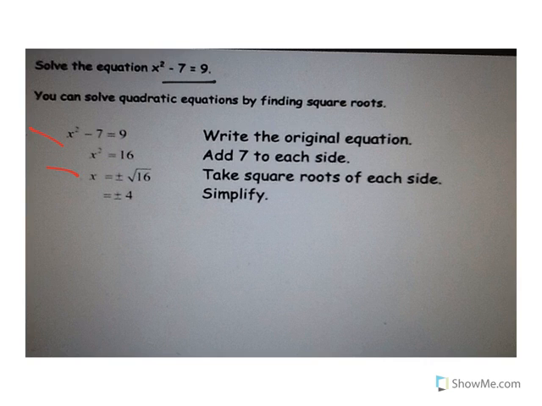Because think about it, if you multiply a negative times a negative for the square root of 16, you're going to end up with 16. If you multiply a positive times a positive, you're going to end up with 16. So whenever you do square roots, it's sort of like absolute value. You're going to end up with two values almost all the time. So the final answer is going to be plus or minus 4, because the square root of 16 is 4.